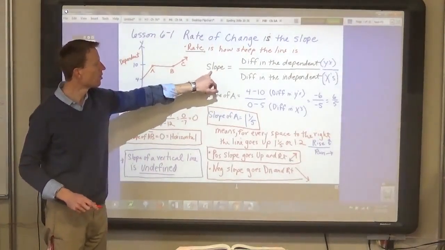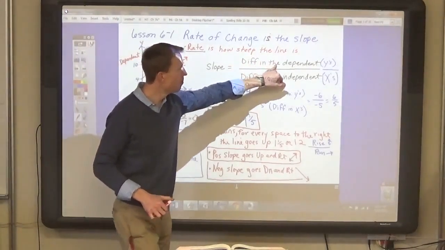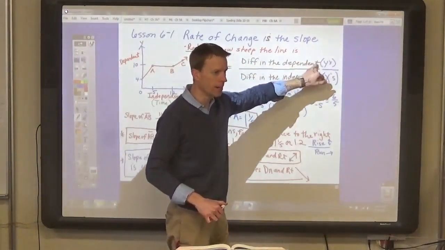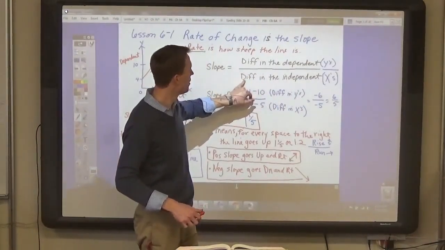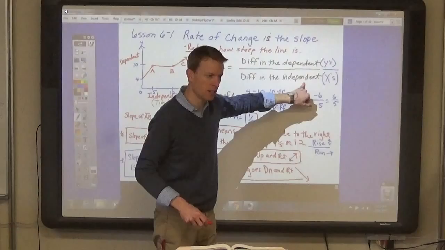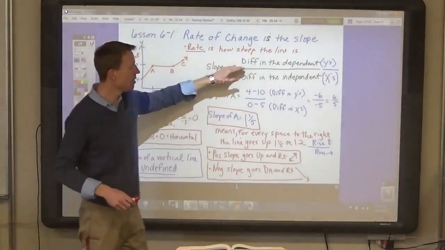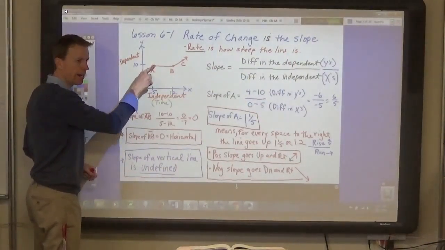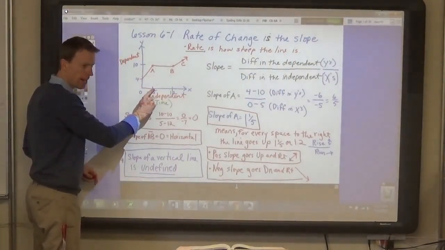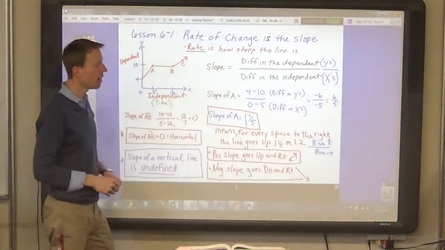The slope is equal to the difference in the dependent variable over, or divided by, the difference in the independent variable. Or it's often written as the change in the y over the change in the x. Okay? Y over x.